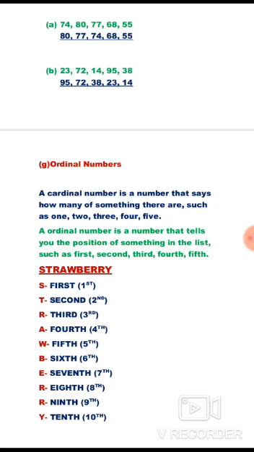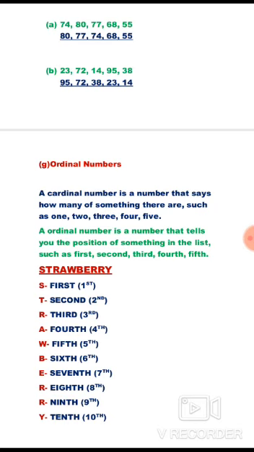R is on the eighth position. E-I-G-H-T-H, eighth. And in short form we write 8-T-H, eighth. R is on the ninth position. Spelling is N-I-N-T-H, ninth. And in short form we write 9-T-H, ninth. Y is on the tenth position. T-E-N-T-H, tenth. And in short form you write 10-T-H.